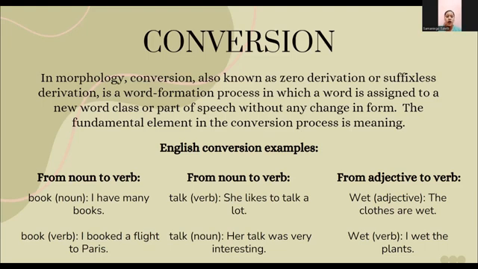Book like a noun: I have many books. And book like a verb: I booked a flight to Paris. Talk like a verb: she likes to talk a lot, or talk like a noun: her talk was very interesting. Finally, from adjective to verb. Wet like an adjective: the clothes are wet, or wet like a verb: wet the plants.